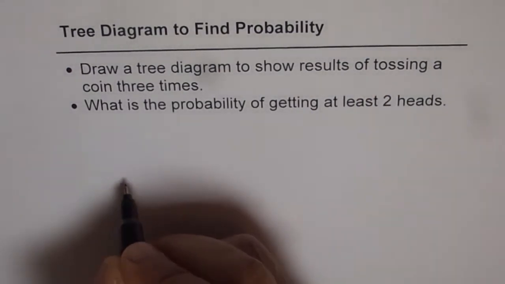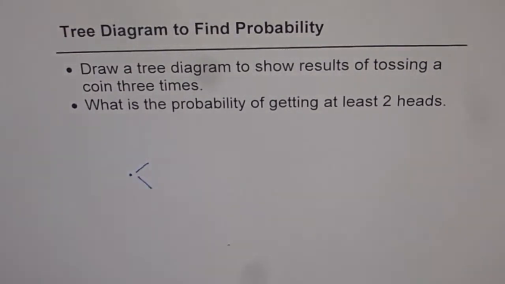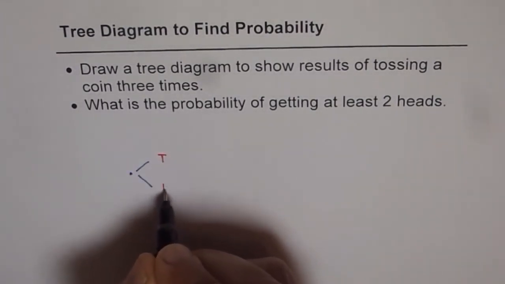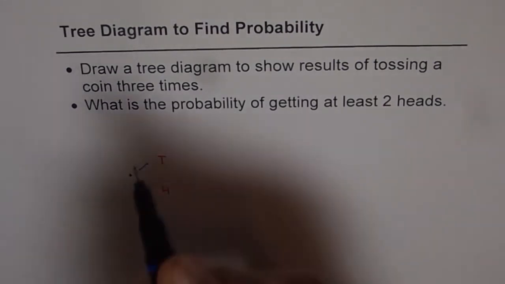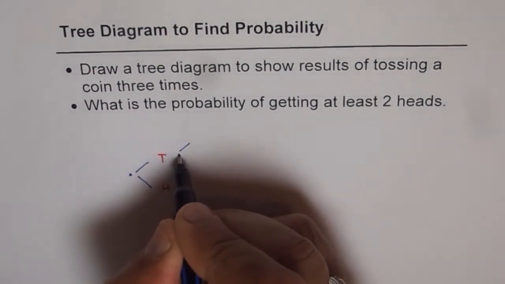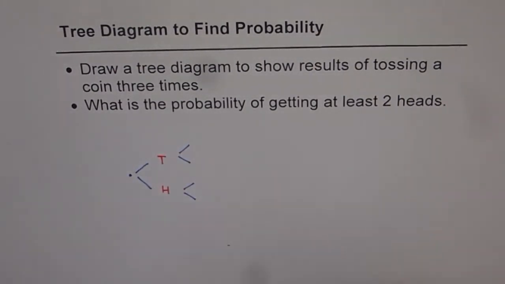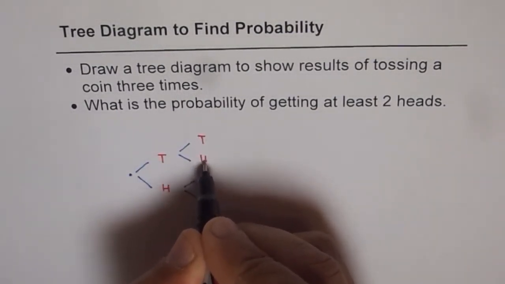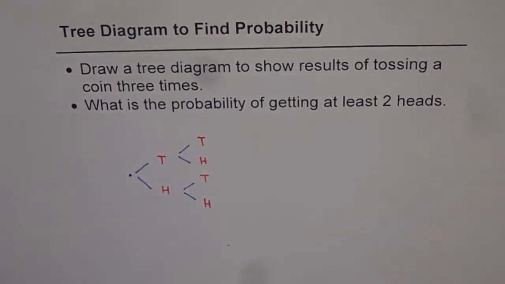If we have a coin here, and we toss it, what is the possibility? You could get either a tail or a head. So that is the first toss. Now again, if we toss the coin, what are the outcomes? The outcomes are again tail or a head. Whether you got tail or a head previous time, it's equally likely to get tail or head now also. So these are the possible outcomes, and that becomes the second branch of our tree.